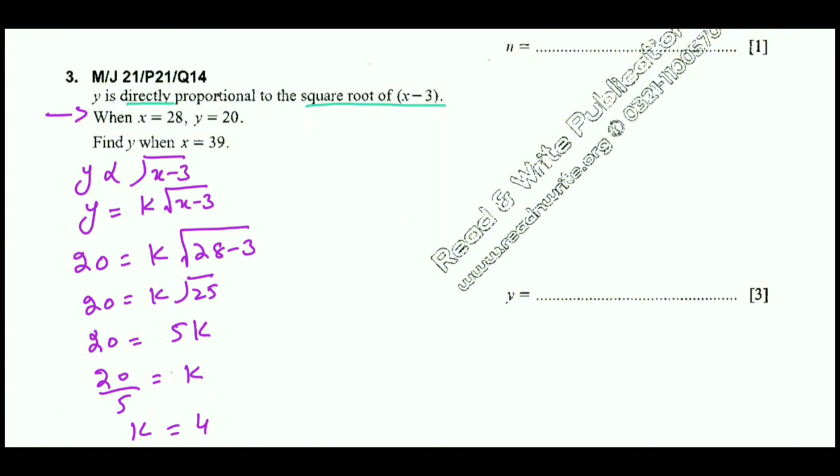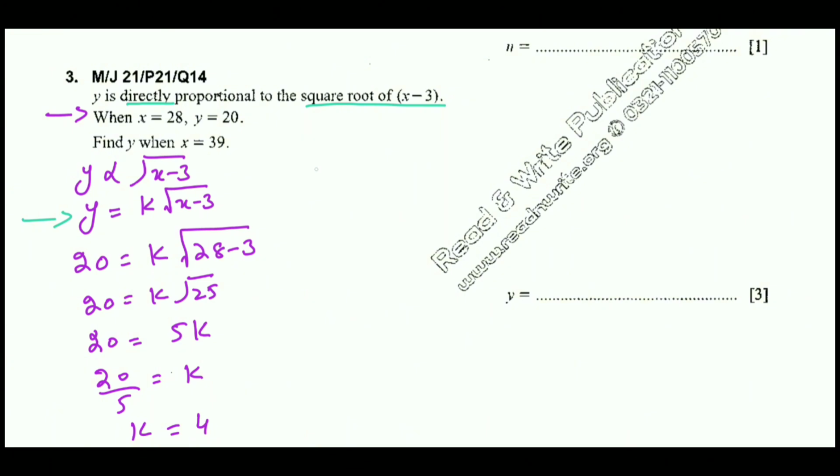Now what will we do? The third step is we will find the value of y when x is equal to 39. Now we have to use x is equal to 39 and k is equal to 4, and we will get the value of y. We will put these values in the same equation. This is our main equation.